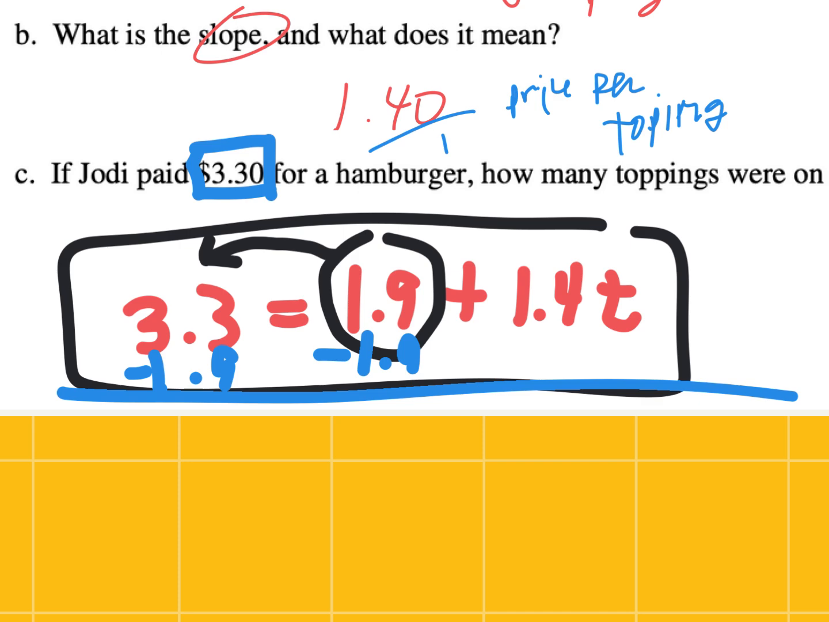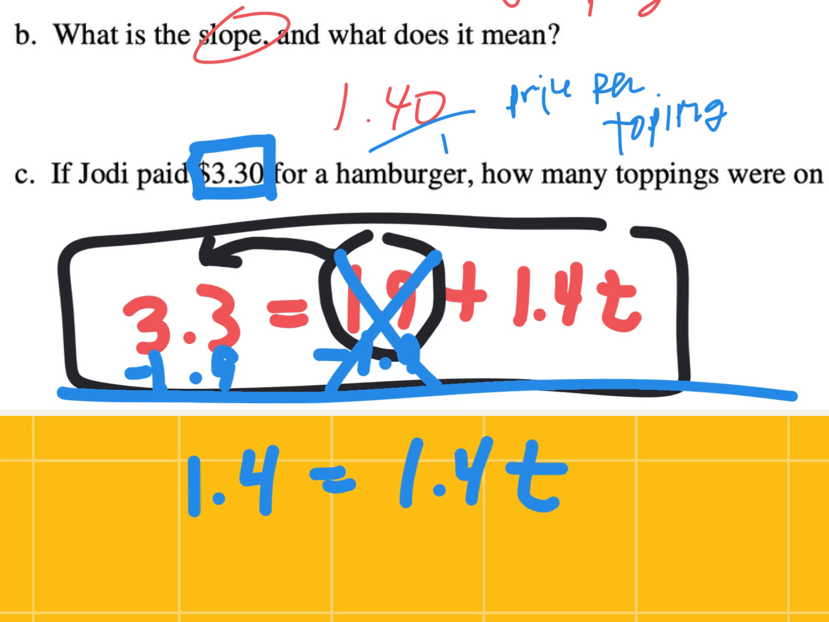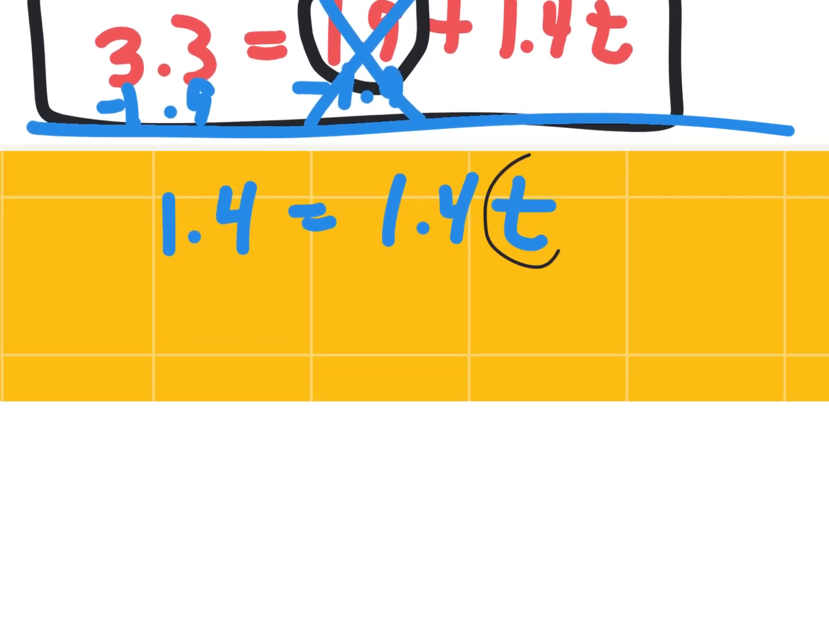So I'm going to take my 3.3 and I'm going to subtract 1.9, and I get 1.4, and that's gone. Like in my high school, we just moved it to the other side, so it would have been gone also. 1.4t. Got to get this alone. Always ask yourself, have I got the t alone yet? Nope. So how do I get rid of the 1.4?